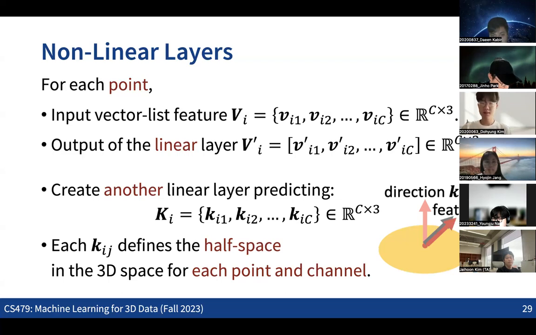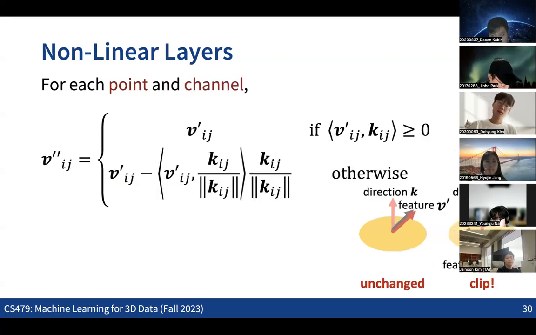Then we can do the same truncation, a kind of clipping, using the defined half space. By checking the angle between the normal direction of the half plane and the given feature vector, if the angle is less than 90 degrees, we just output the same vector. But if the angle is greater than 90 degrees, we do clipping by projecting the feature vector onto the plane, the boundary of the half space. That's what we do as truncation. Is it clear? Any questions on this?